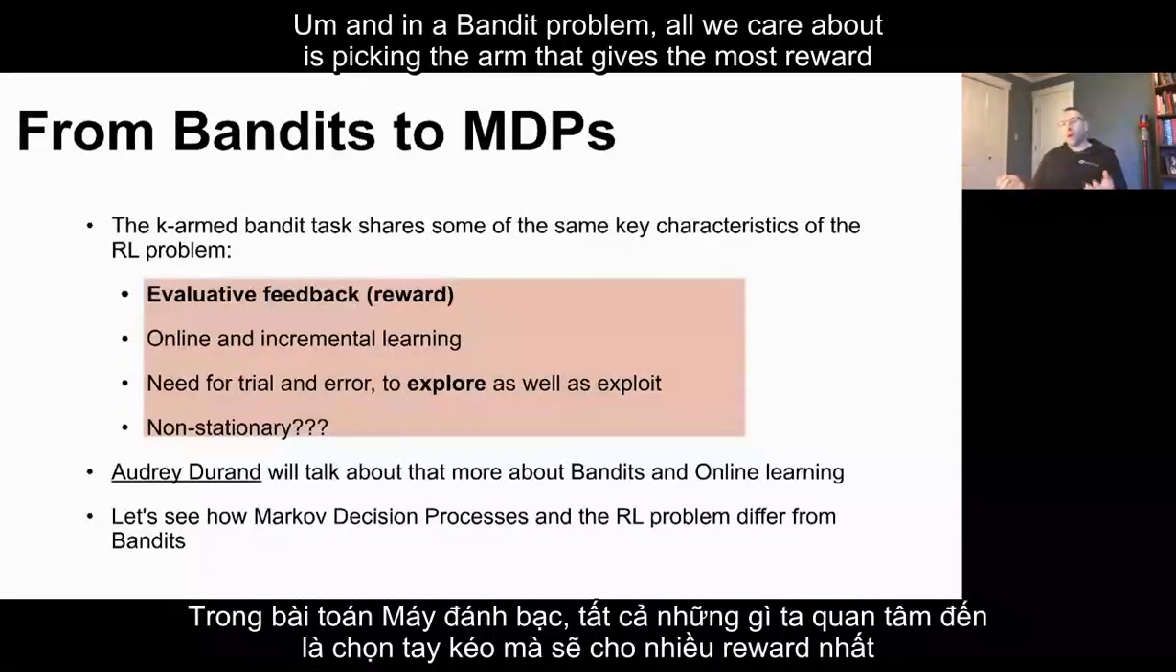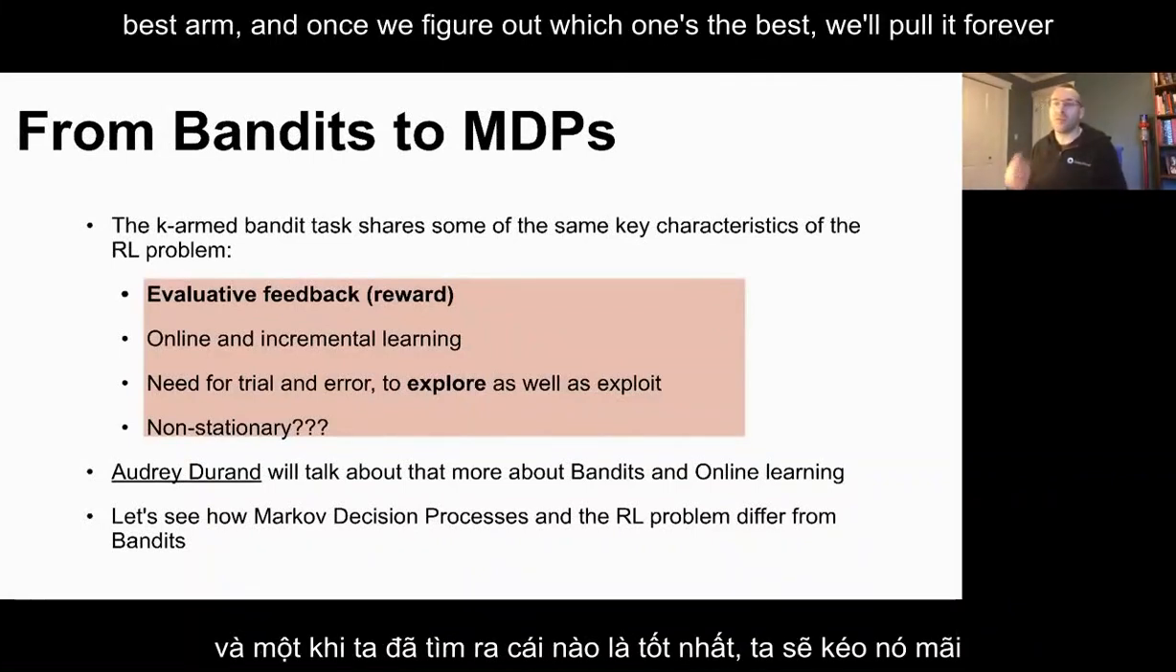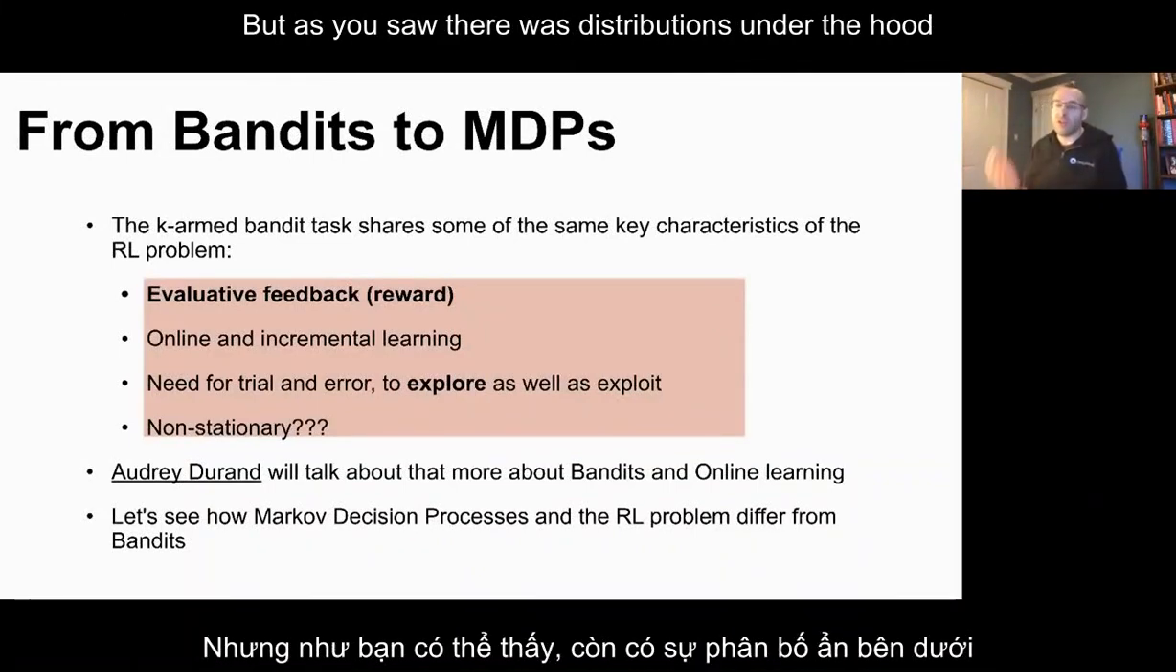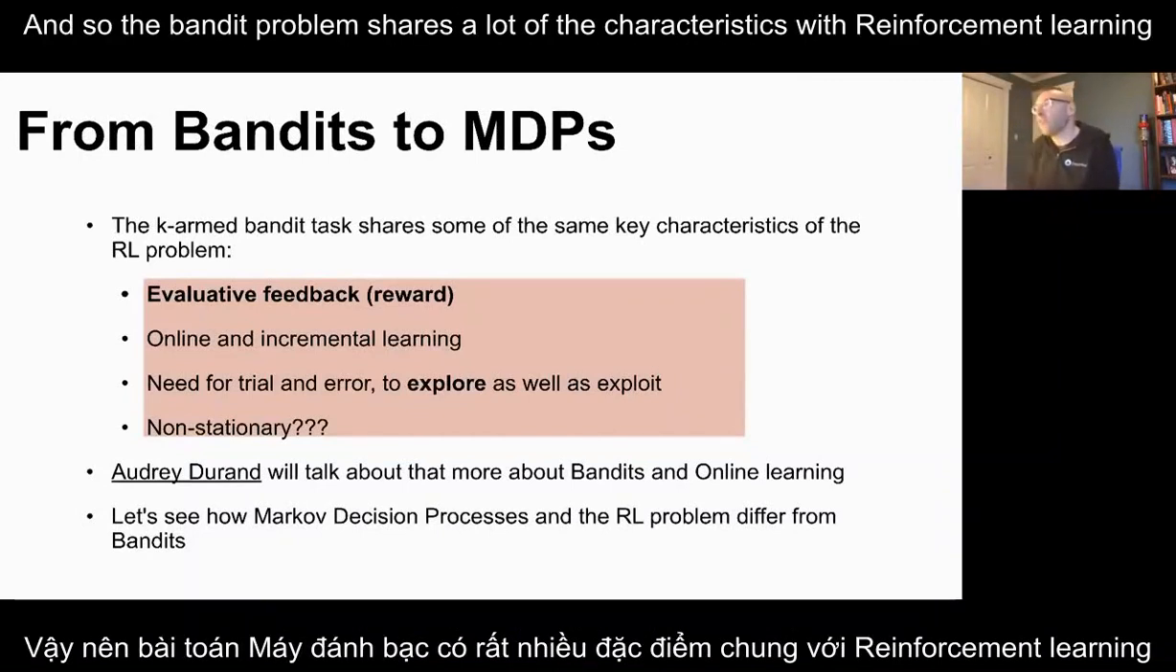In a bandit problem, all we care about is picking the arm that gives the most reward. So we're just looking for the best arm, and once we figure out which one's the best, we'll pull it forever. But as you saw, there were distributions under the hood, so we had to select all the arms a lot to make sure that we had a good estimate of their average reward. And so the bandit problem shares a lot of the characteristics with reinforcement learning.